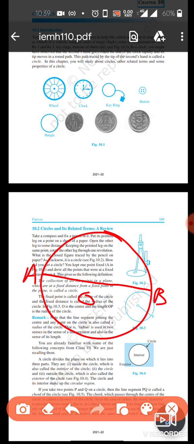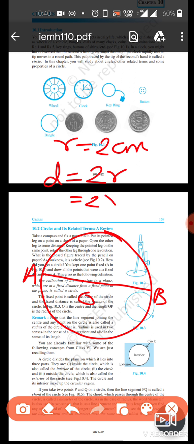Now what is the diameter of a circle? The diameter of a circle is the longest chord in a circle. Otherwise you can say the diameter of a circle is twice the radius. If you are given radius 2 centimeter and want to find the diameter, the formula is 2r, that is 2 multiplied by 2, which equals 4 centimeter. Your radius will always be half of the diameter, and the diameter is always double the radius.